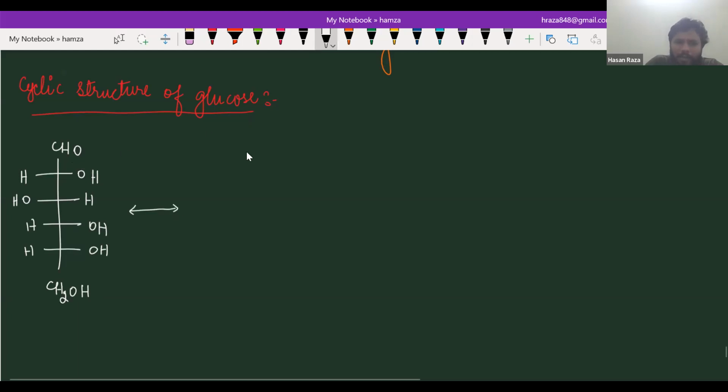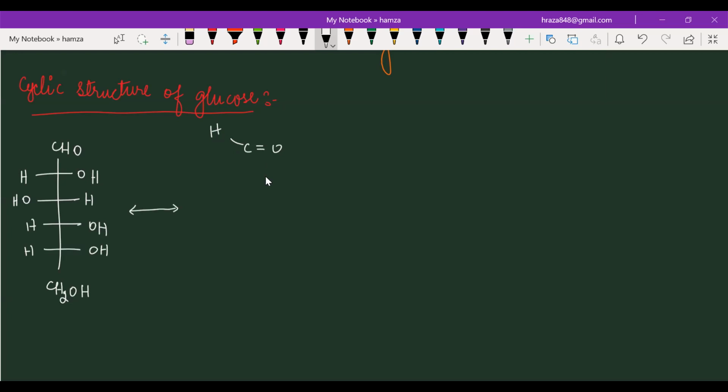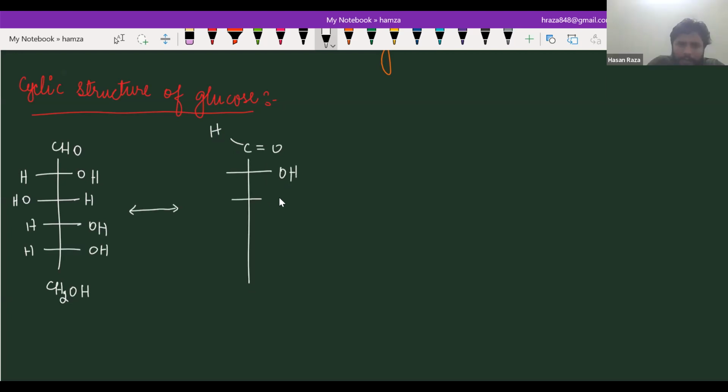Now what I'm going to write is another form of this. Can I write CHO as C double bond O and H? Can I write this? Yes, sir. Now, the rest part is as it is: OH, H, OH, OH, and then CH2OH, and then H, H, OH, and then H.